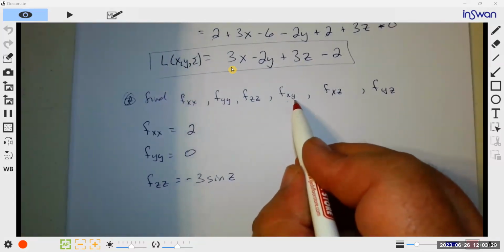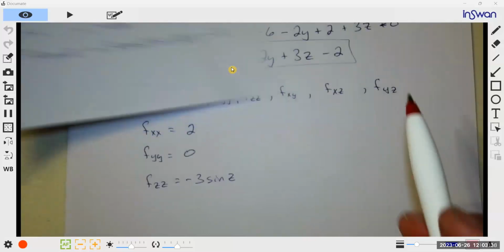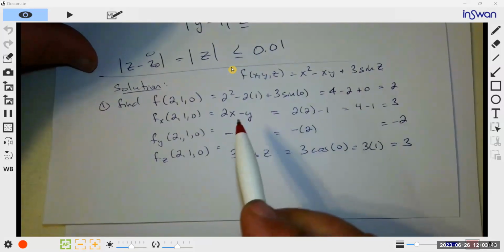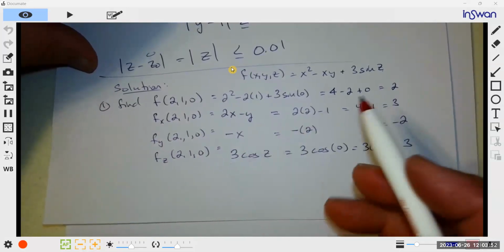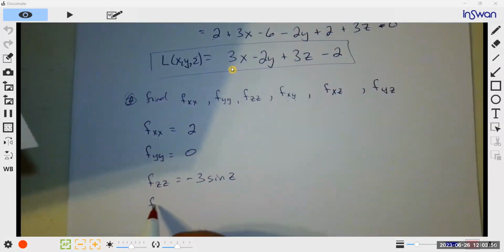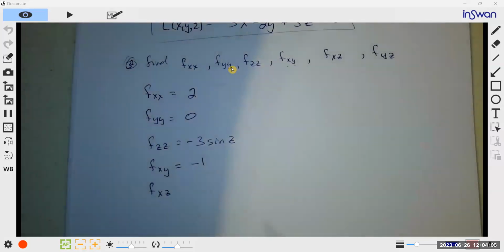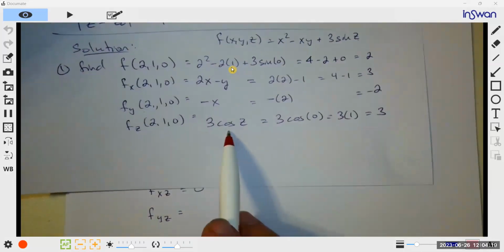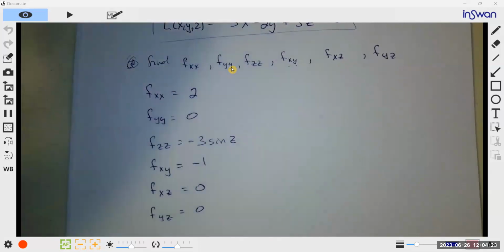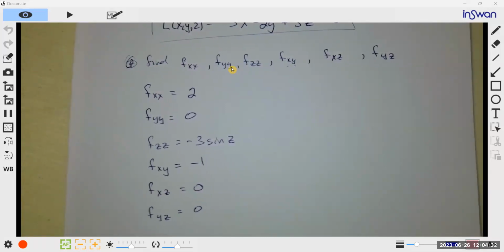Okay, now we're going to find xy. So remember, when we read those, we read those backwards. We're doing xy first. So since we did the x first, we now take derivative of this function with respect to y. Then we do xz. There's no z or x in there, so it's 0. And there's no y in there, so it's 0. All right, so that probably is the longest part.